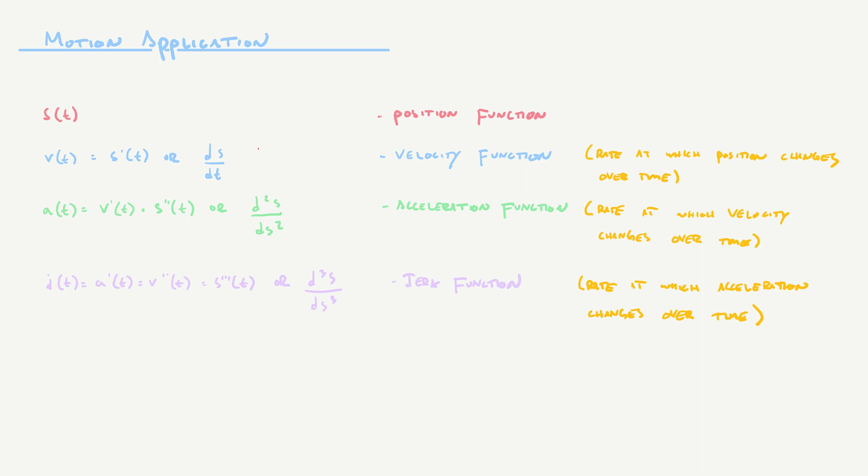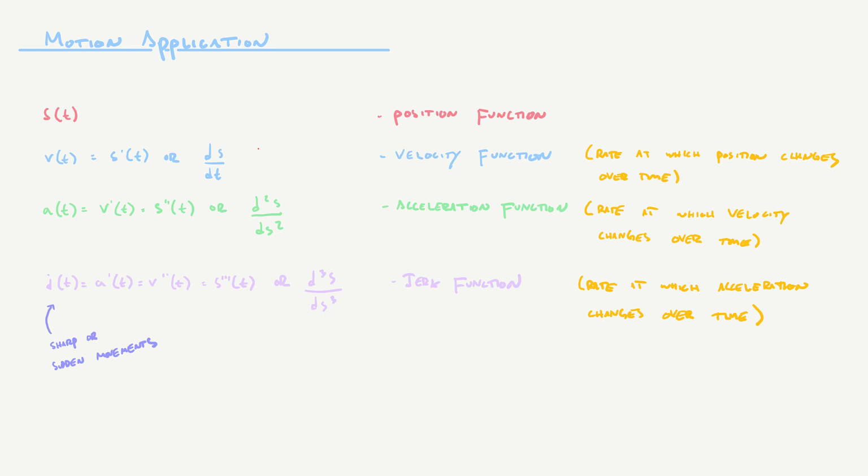The position function is just a position function. It's modeling distance versus time. The velocity is the rate at which the position is changing, so it's the slope of the position function. Acceleration is the rate at which the velocity is changing over time, so it's the slope of the velocity function. The jerk function is the rate at which acceleration is changing over time, so it's the slope of the acceleration function. Jerk meaning in this case like sharp or sudden types of movements, things that are very erratic and change acceleration very suddenly. That would be a jerk.